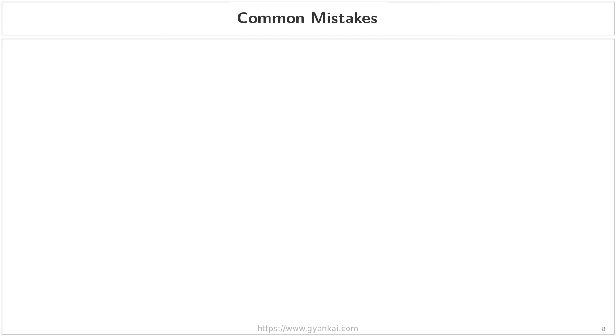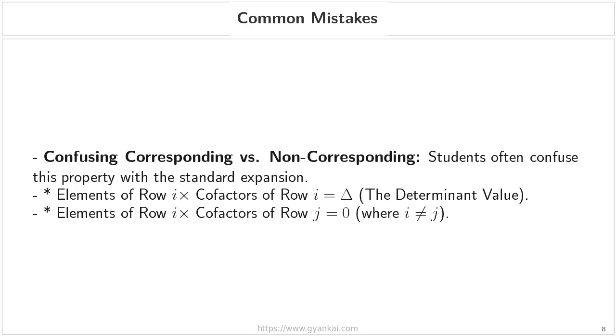Common mistakes. First, the most frequent mistake I see is confusing corresponding with non-corresponding cofactors. It is easy to slip back into the habit of the standard expansion method we discussed at the very beginning of this lesson. Remember the distinction.